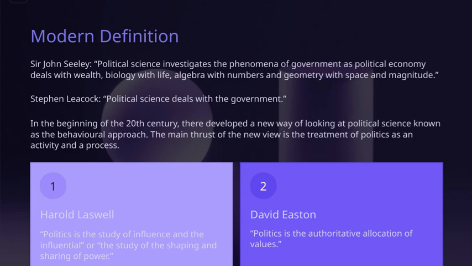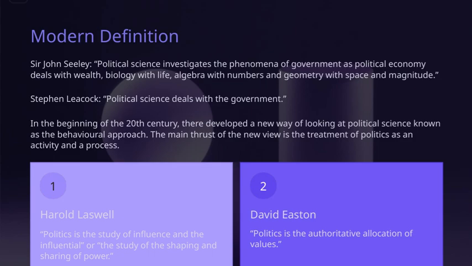Catlin highlights that politics involves the authoritative allocation of values, meaning it's about deciding what is important and how resources or benefits are distributed. David Easton adds that politics is the study of influence and those who hold influence, so understanding how power is exercised and shared. Harold Lasswell emphasizes that politics is about influence itself, how influence is gained and used to shape decisions.